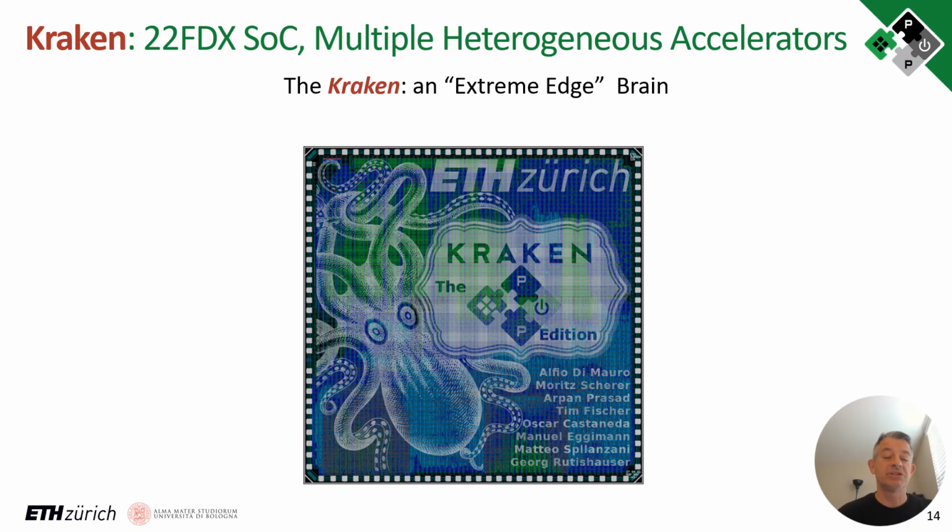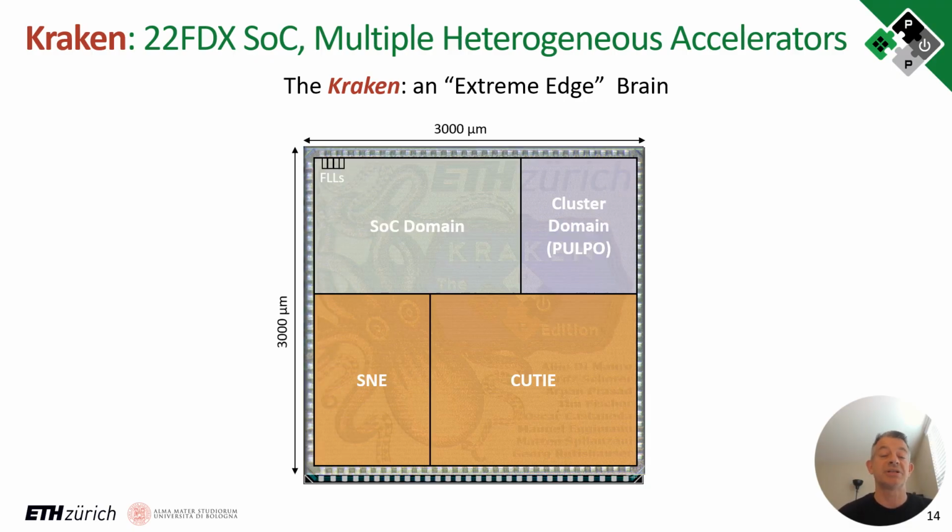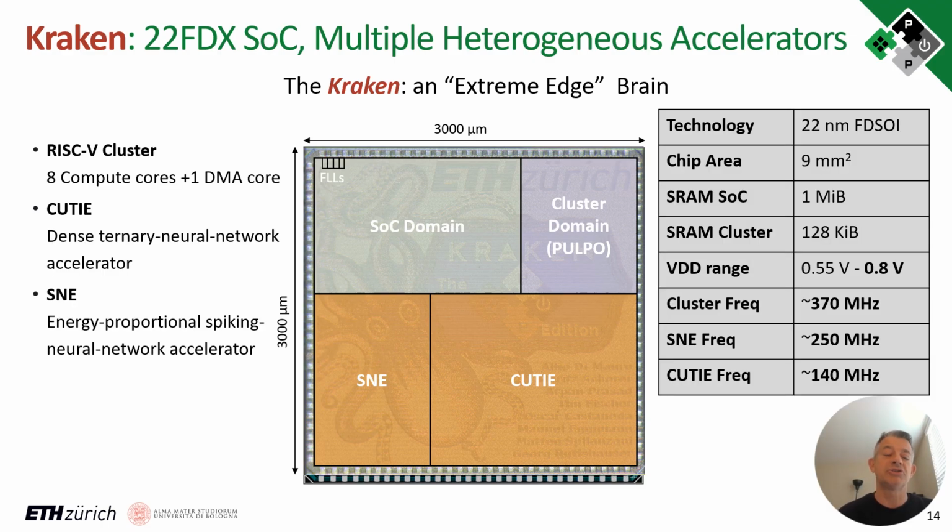An example of this vision is the Kraken chip. The Kraken is actually an extreme edge brain. It's a tiny chip consuming only a few milliwatts, but it has all these ideas together in there. So the first is the processors with the tightly coupled tensor accelerators, and the loosely coupled specialized accelerators that you can see here, all in a chip that is a few square millimeters and consumes only a few tens of milliwatts.